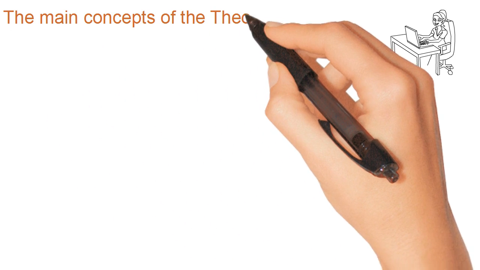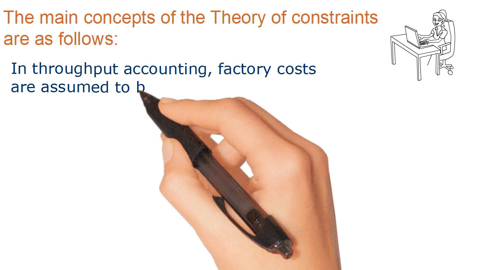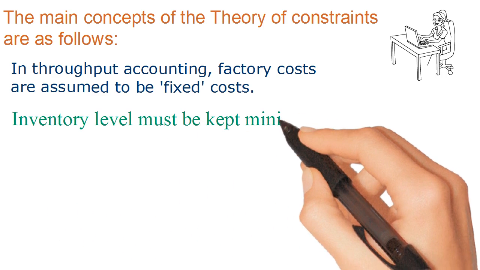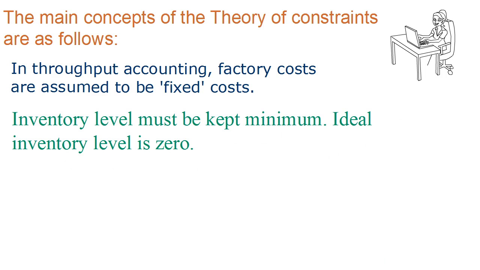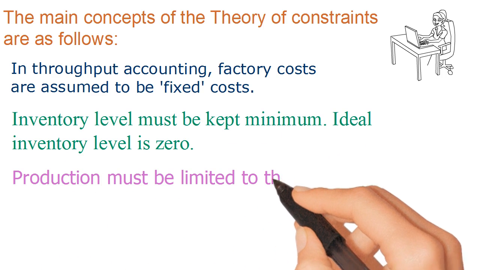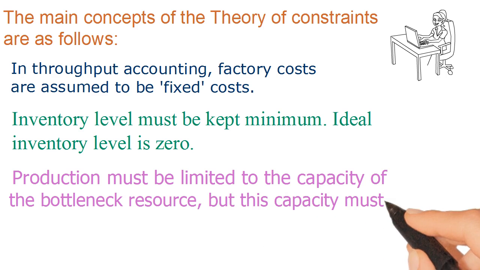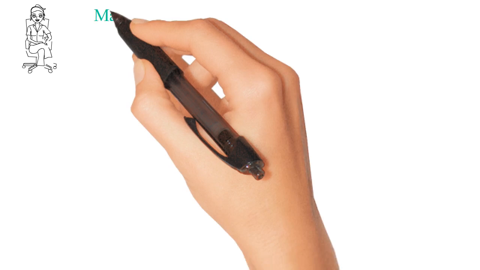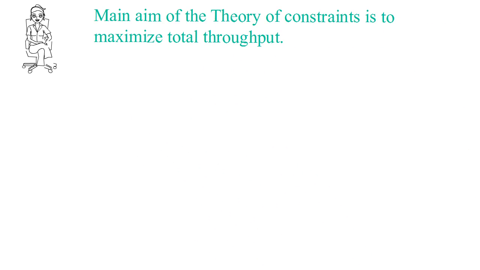The main concepts of the theory of constraints are as follows. In throughput accounting, factory costs are assumed to be fixed costs. Inventory level must be kept minimum. Ideal inventory level is 0. Production must be limited to the capacity of the bottleneck resource, but this capacity must be fully utilized. Main aim of the theory of constraints is to maximize total throughput.